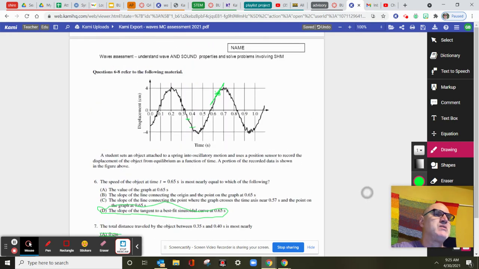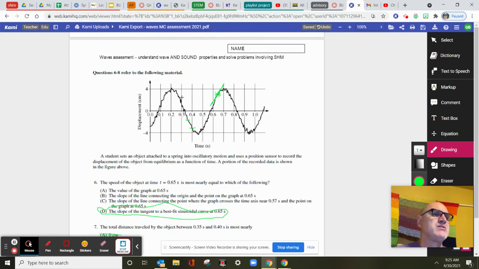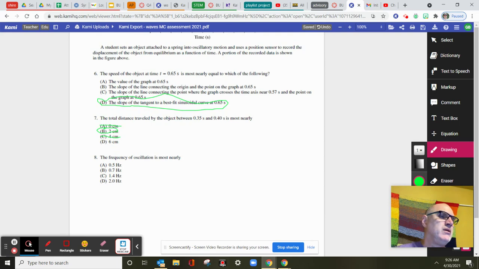The frequency: this graph is telling us the period, so we just find the period. The period is the difference between this time and this time. So it's 0.7 minus 0.2, which is 0.5. So the period is 0.5, which is not what they were asking me. They were asking me for the frequency, which is the inverse of the period. The inverse of a half is 2, and there it is.